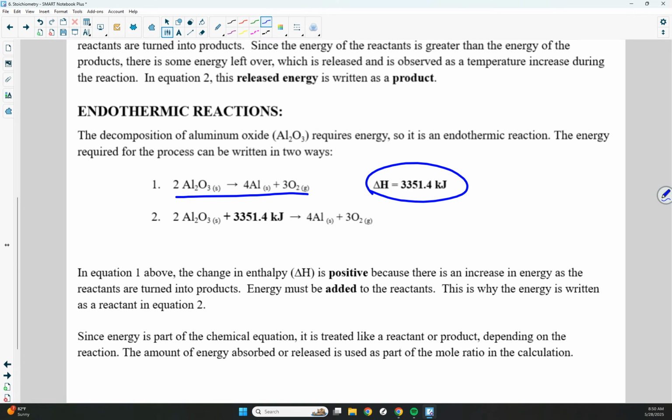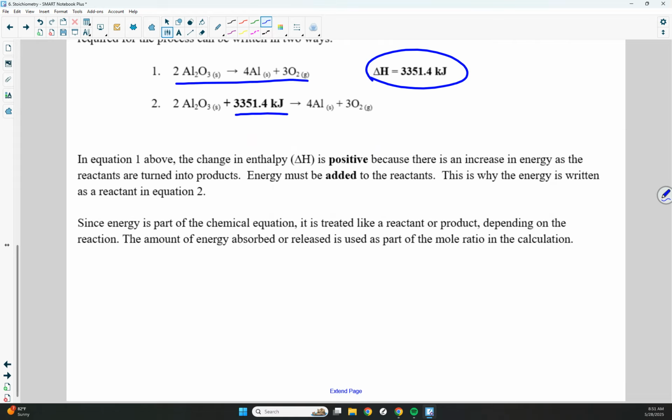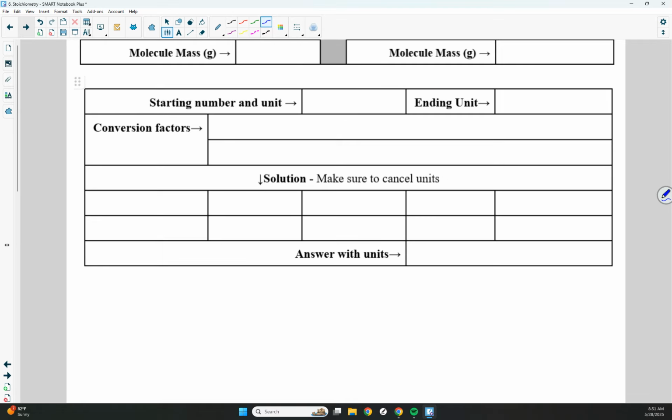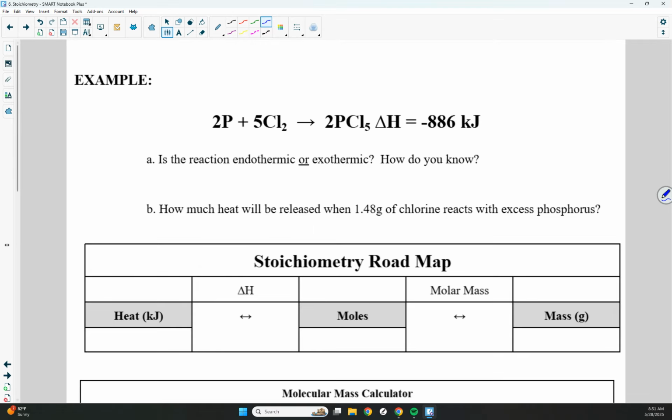And the other way you're going to see it is you're going to see that number written as one of the reactants, so on the left side of the arrow, which is showing that energy is going into the equation and is necessary for it to occur. So that's critical that you recognize, first of all, if a particular equation is endothermic or exothermic. Once we've got that, we can move on to solving some actual problems here.